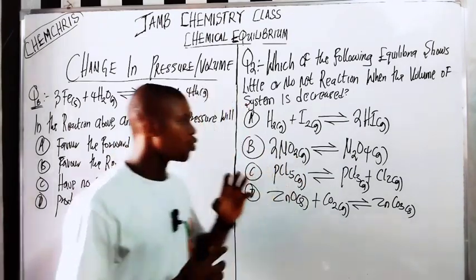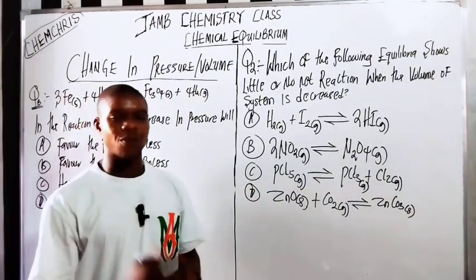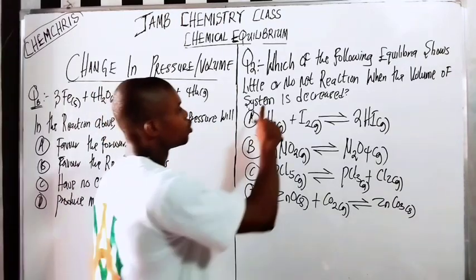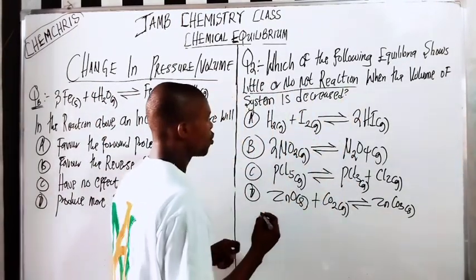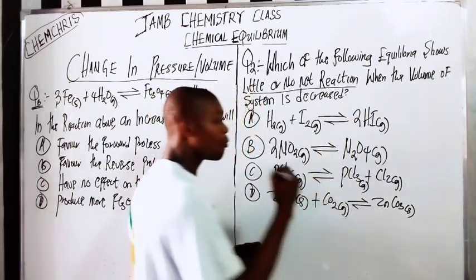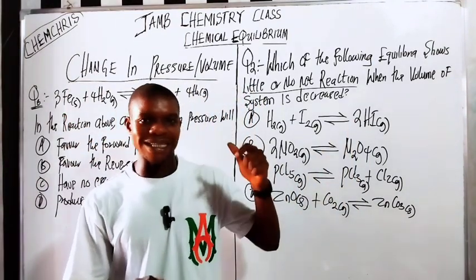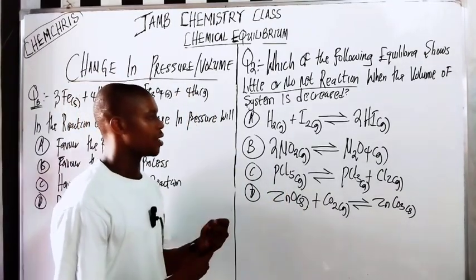You get. So the answer is going to be the one that has equal moles of gases, both the reactant and product. That's going to be the answer. So you have to pay close attention here. So when I say no net reaction, when volume or pressure is being decreased, that is, the moles of the reactant and product are the same. That is what it means. So let's look at it very well.